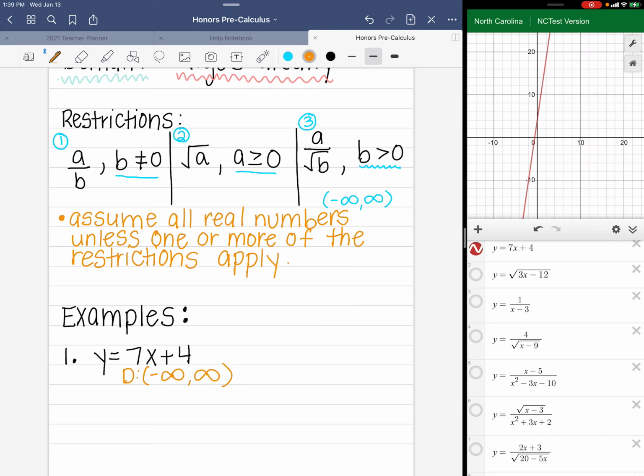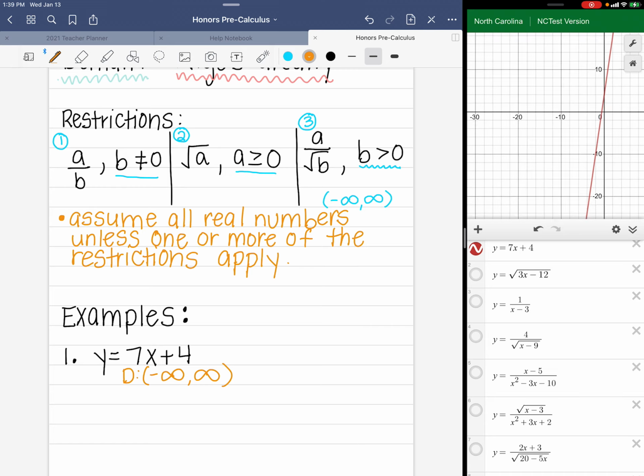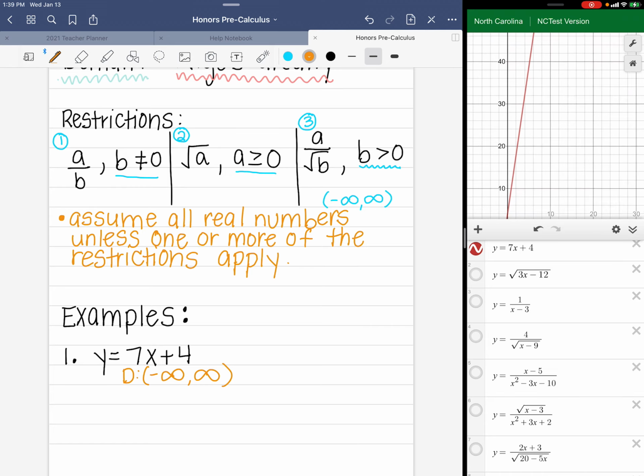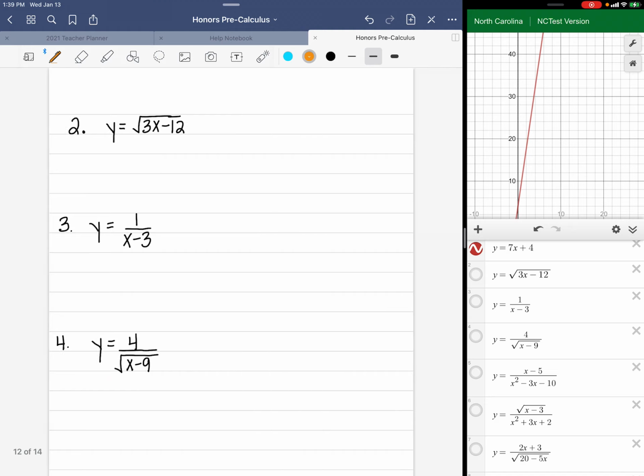And then, of course, I can graph it. I've already got my equations for my examples plugged in, so I'm just going to click them on and off. I can see it's a line, and I can see that it goes from negative infinity to positive infinity. All right, so looking at number 2.